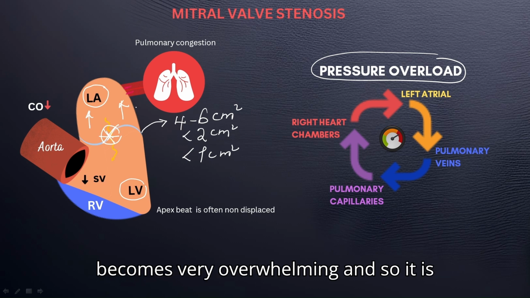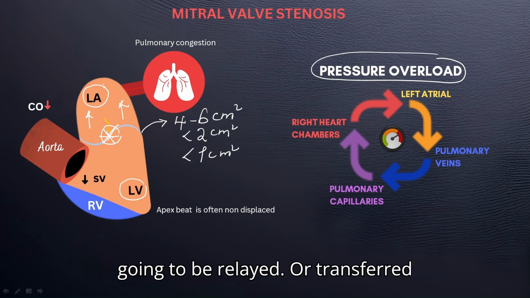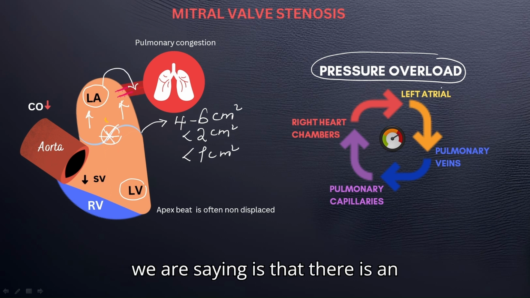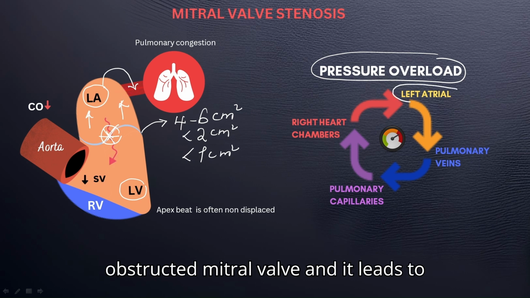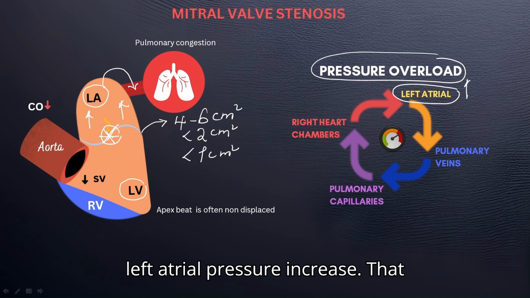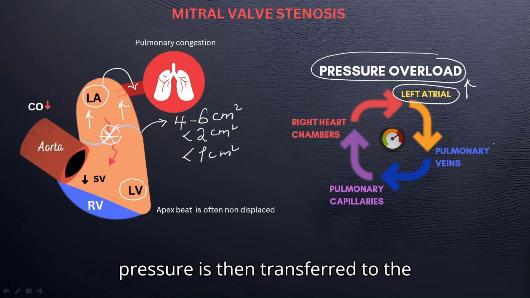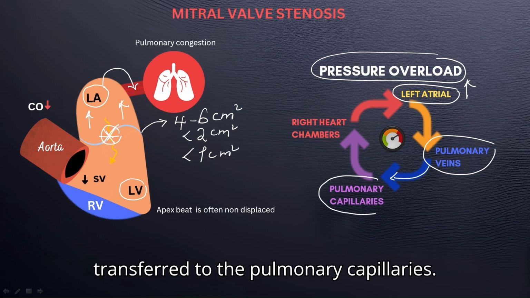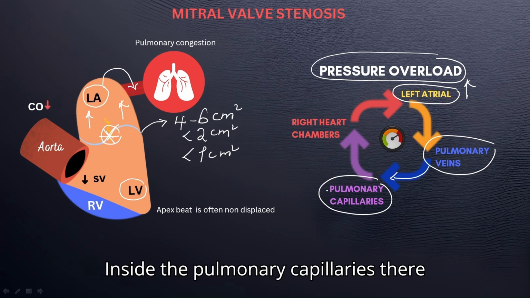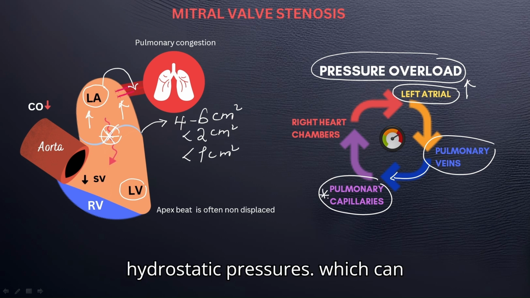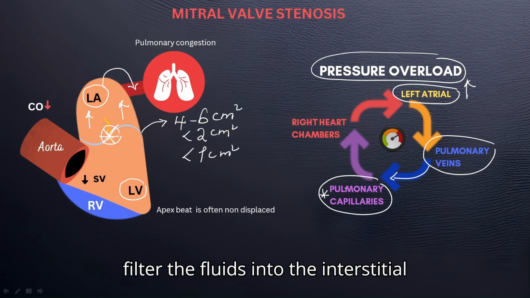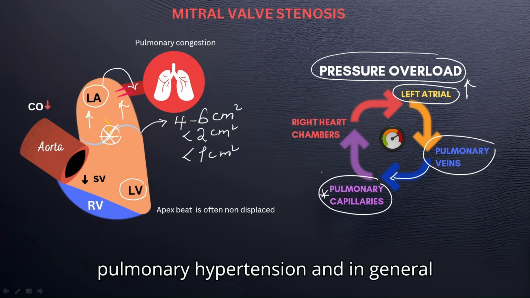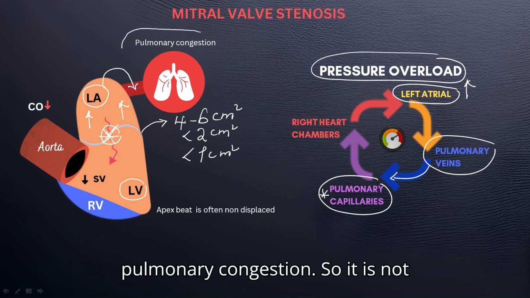At some point, that pressure becomes very overwhelming, and so it is going to be relayed or transferred into the pulmonary veins. So what we are saying is that there is an obstructed mitral valve and it leads to left atrial pressure increase. That pressure is then transferred to the pulmonary veins, which can also transfer it to the pulmonary capillaries. Inside the pulmonary capillaries, there can be an increase in the hydrostatic pressure, which can filter fluids into the interstitial space. So there can be vasoconstriction, pulmonary hypertension, and in general, pulmonary congestion.